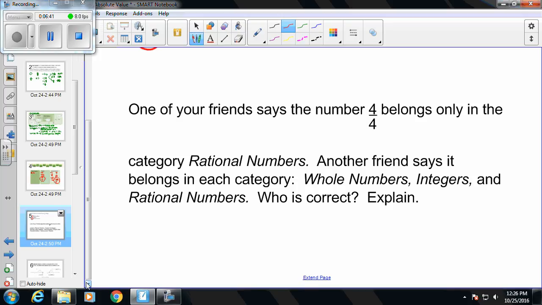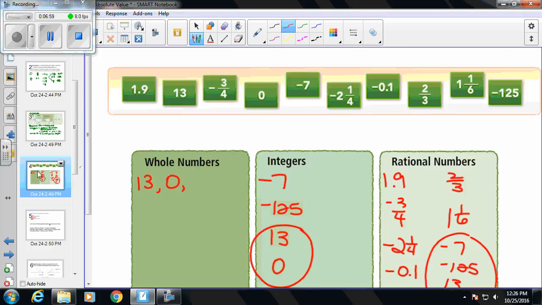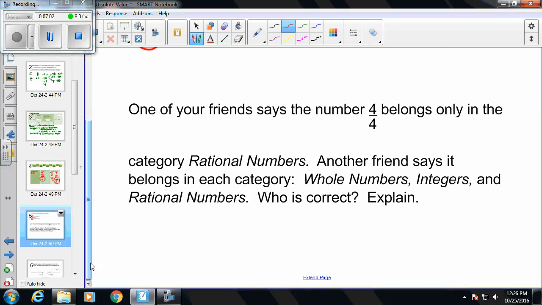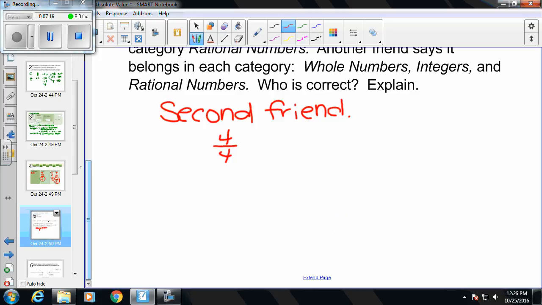So one of your friends says the number 4/4 belongs only in the category rational numbers. Another friend says it belongs in each category: whole numbers, integers, and rational numbers. Who is correct? Well, this looks just like the last slide. Same concept. The second friend is correct, because 4/4 simplifies to 1. And 1 is a whole number, an integer, and a rational number.